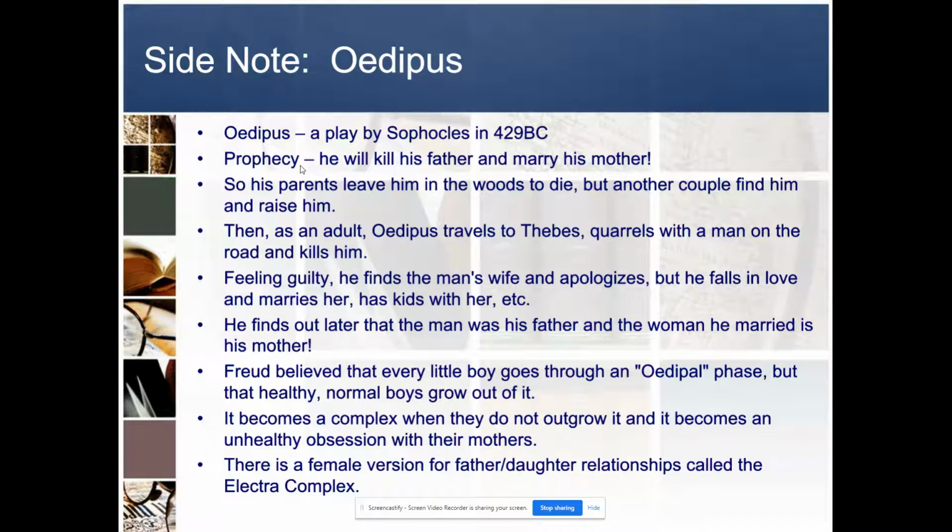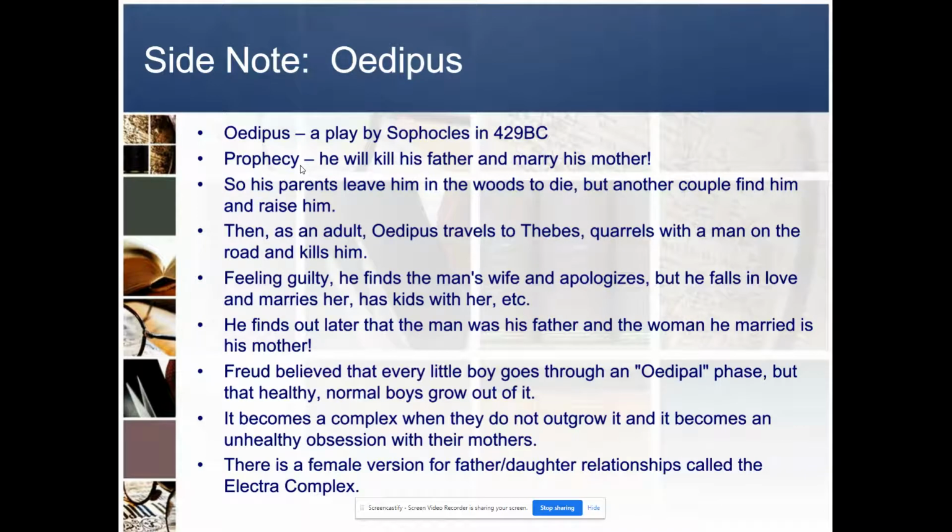They have kids. The kids are growing up, all that good stuff. But then he finds out, and I won't go into the whole story. This is what this play is about, so this takes a while. He finds out at the end that the man that he killed was his father, and the woman that he married is his mother. He's horrified. He blinds himself. His wife kills herself. It's a big, traumatic deal. But anyway, so that's just the backstory about Oedipus.